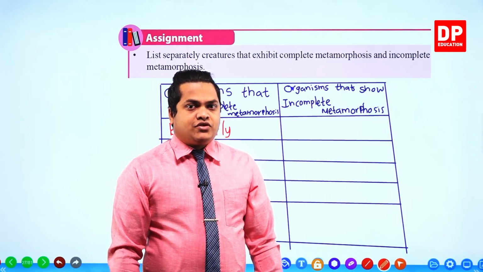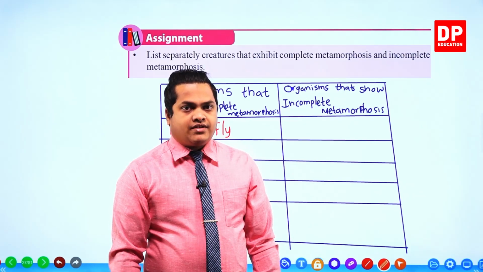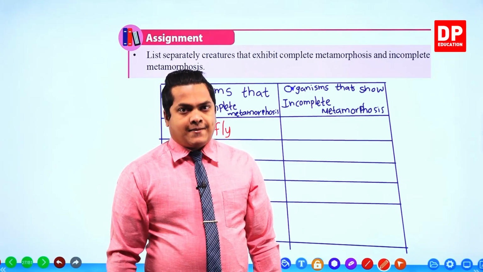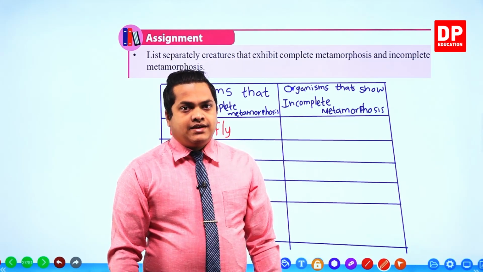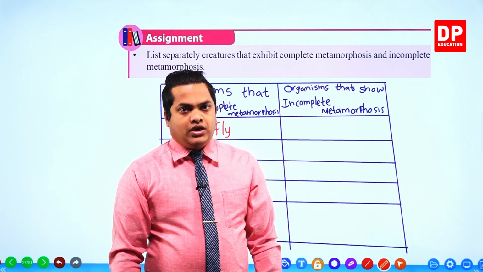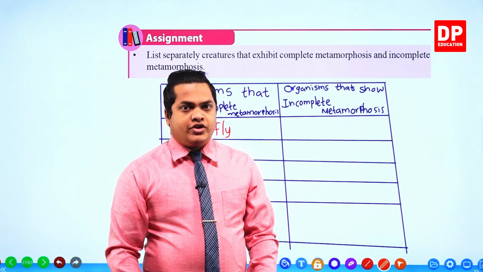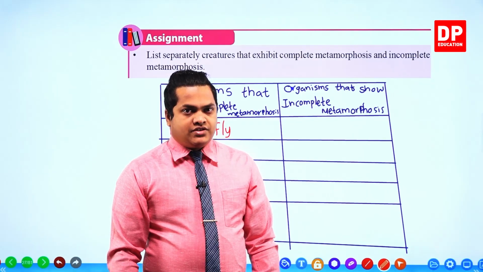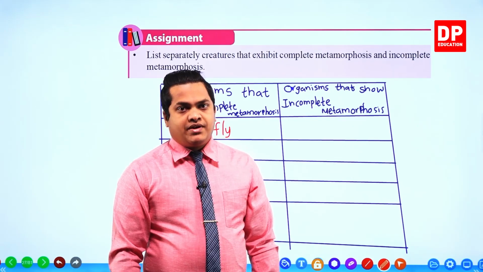The larval stage of the housefly is called the maggot, right? Maggots get converted into flies after going through the necessary stages of the life cycle. So the housefly is also an organism that undergoes complete metamorphosis, my dear children.